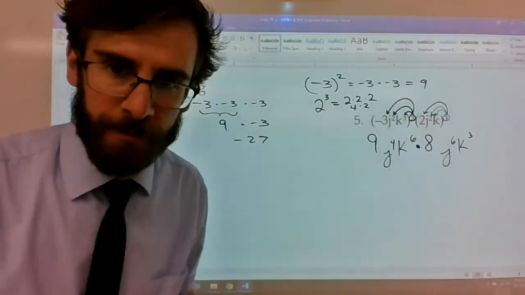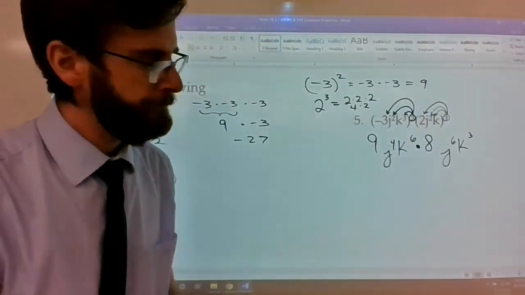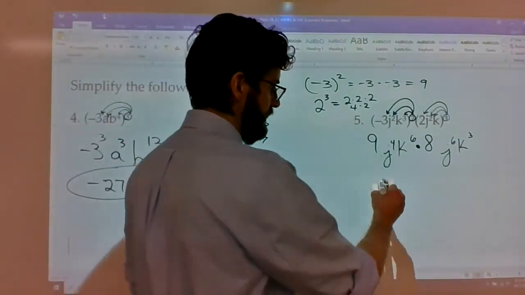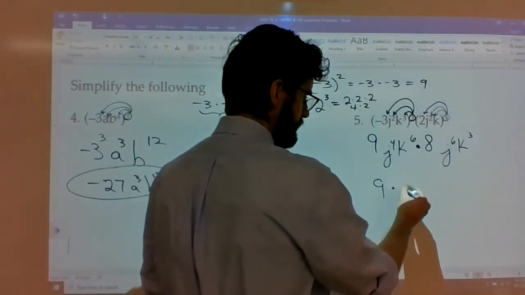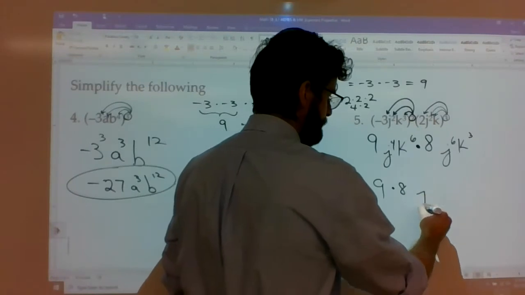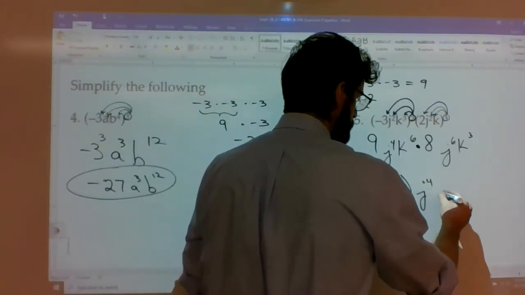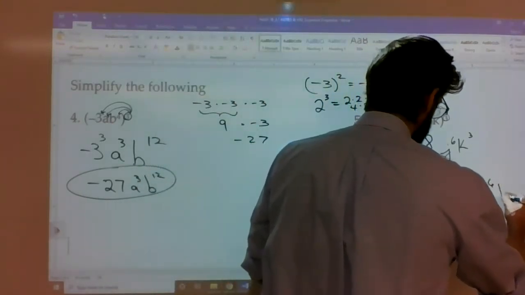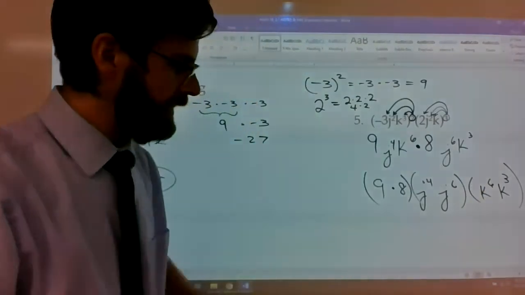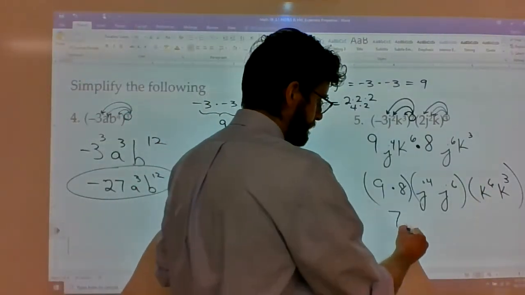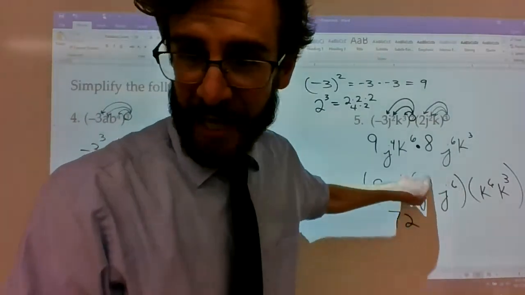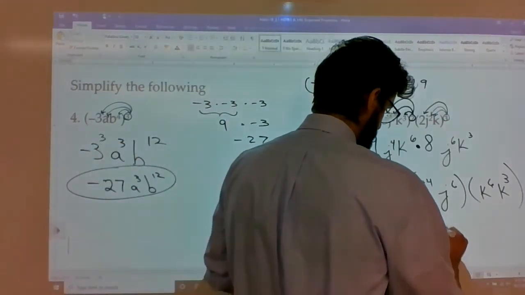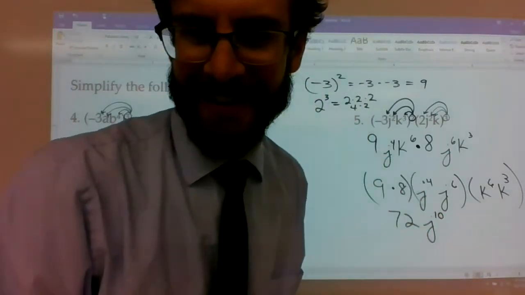At this point, it turns into a problem that looks a heck of a lot like number 2 or number 3, where all you have to do now is rearrange things. I want the 9 and the 8 side by side. Flip them around. I need the j's side by side. And then I need the k's side by side. So then you get 72 j to the 10 power. Remember, you add the exponents when you multiply powers of the same base. And then it's going to be k to the 9.